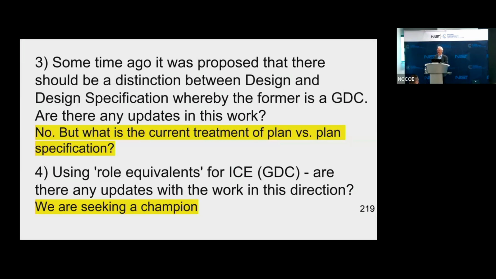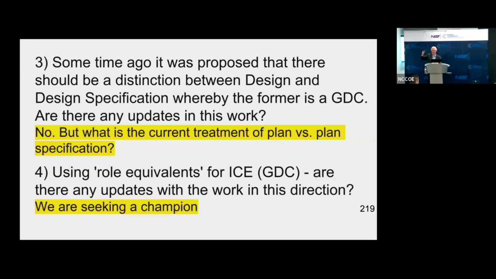Okay, so a plan is a plan specification. Good, all right. Now we have the same problem between design and design specification. So I don't know. There are designers in the room, they should help me make this call. The same problem arose in the IOF core, and the decision was made not to care.